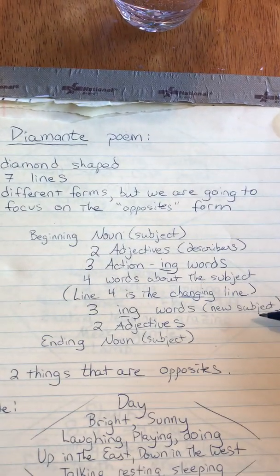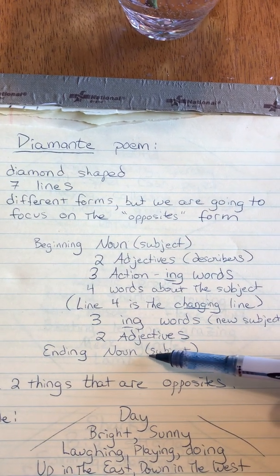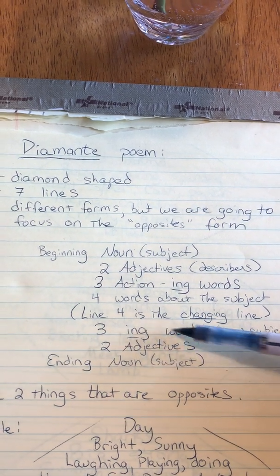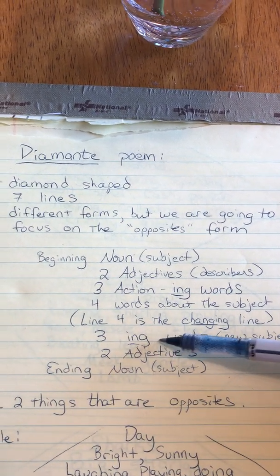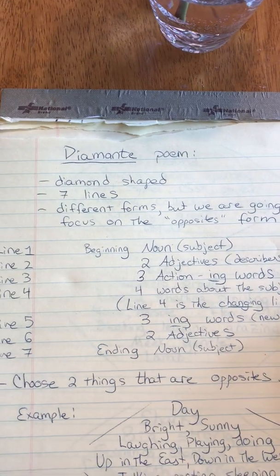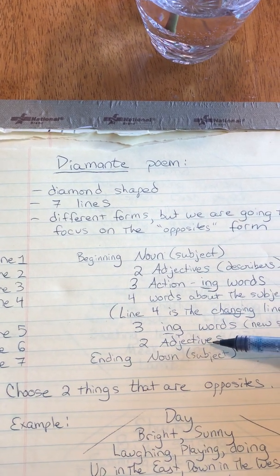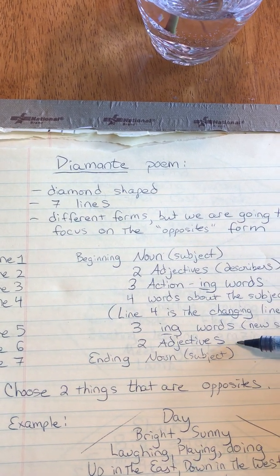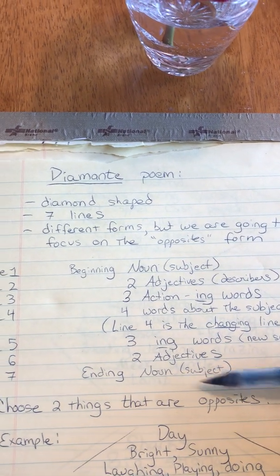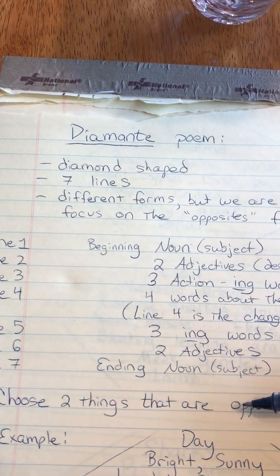We'll figure this out. Okay, line 5, now we're talking about that ending subject. So remember I said if this was cats and this was dogs, now we're talking about dogs. So 3 ing words about dogs, the new subject. Line 6 is going to be 2 adjectives or describing words about dogs. And line 7 is your ending noun. Okay? Let's look at an example, and I think this will make it a lot clearer.